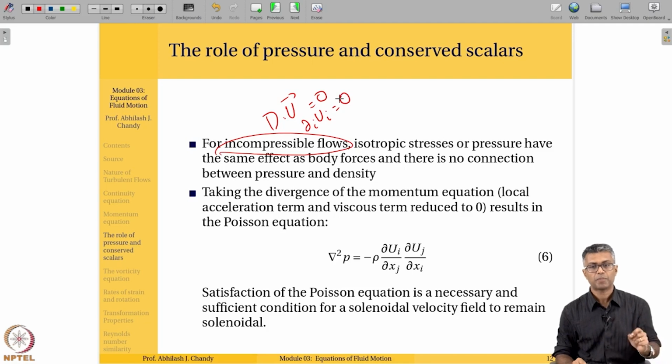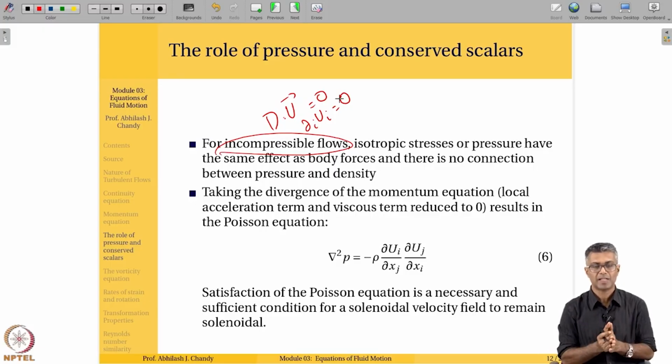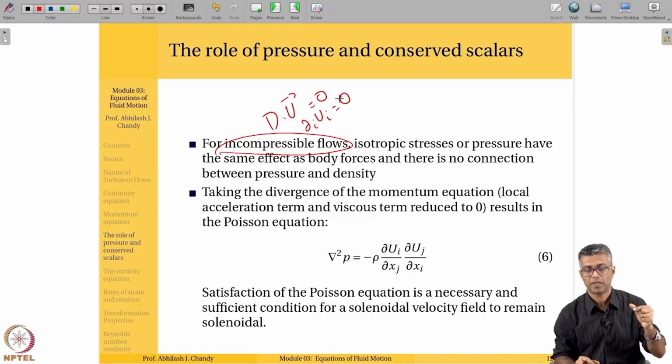For incompressible flows, the pressure and any isotropic stress actually can be bundled up into a body force, can be bundled up along with gravity, and we will see that in the next module. But that is the role of pressure here. It can be considered to be like a body force because there is no coupling between pressure and density.